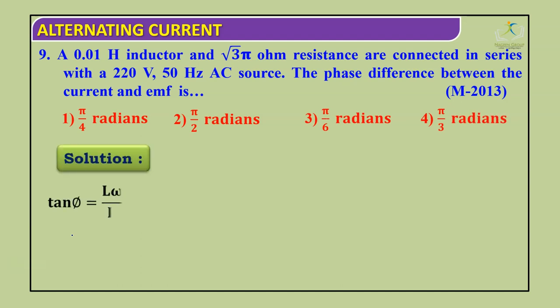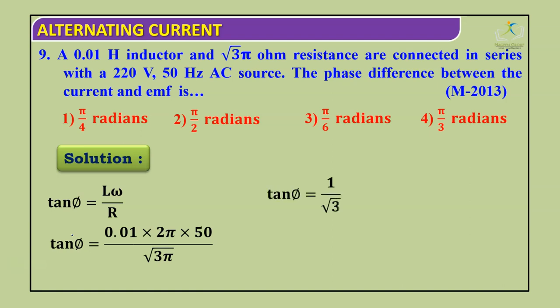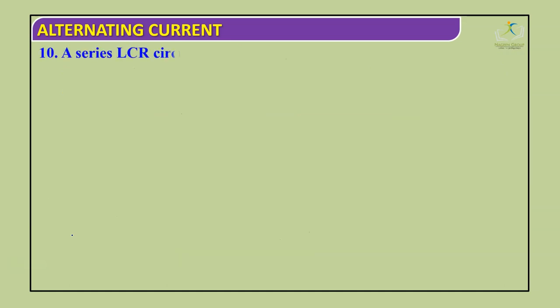The solution to this question: tan phi is equal to L omega by R. Tan phi is equal to 0.01 into 2 pi into 50 divided by root 3 times pi. If I put all these values together, we get the value of phi, which is pi by 6 radian. According to this, the correct answer for this question is the third one.